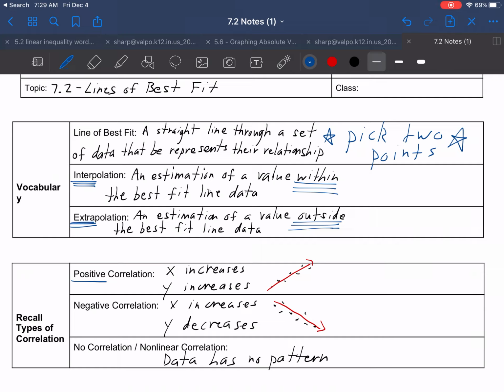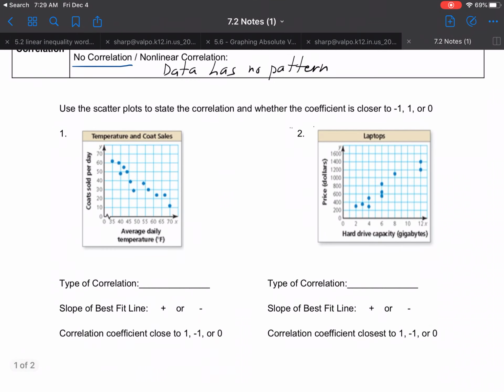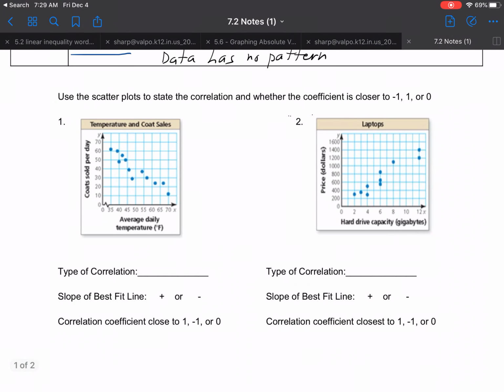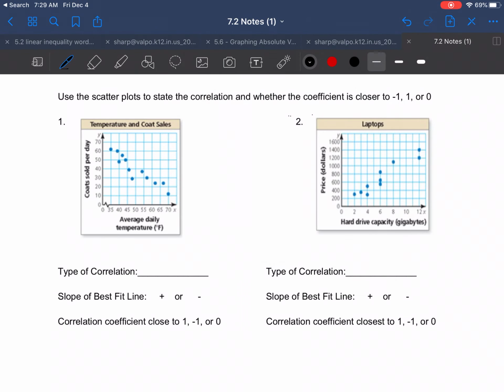Sorry about that. We have negative correlation and we have no correlation, okay? And hopefully you remember from yesterday what that's all about. So I'm going to jump into just a few refresher problems to make sure that you remember how to use relationships, and then we'll draw a best fit line. So it says, use the scatter plots to state the correlation and whether the coefficient of the correlation is closer to -1, 1, or 0.